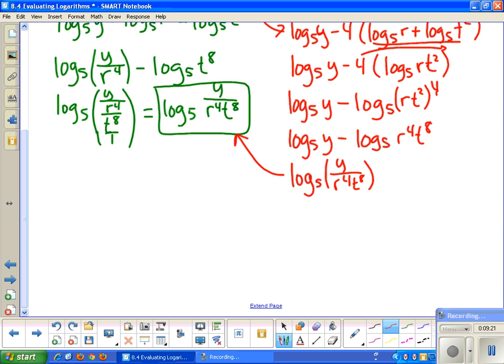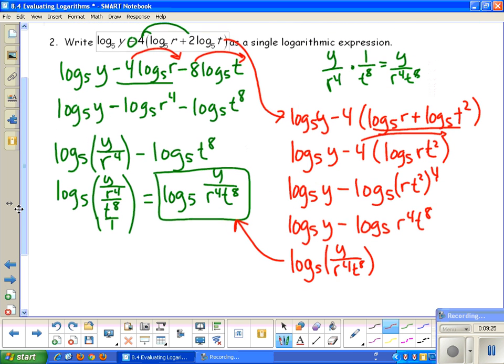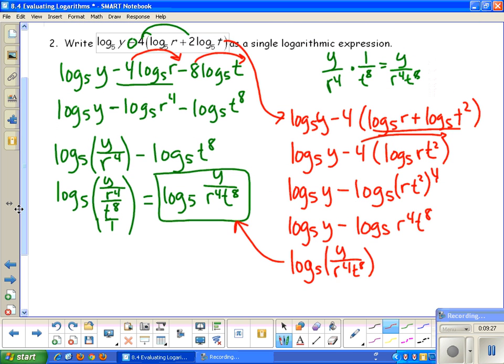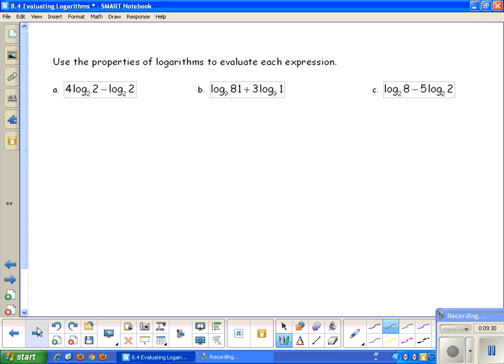And notice that I end up with the same answer as I did over there, just another way of doing the same problem. So you can choose whatever method you like. The next part to this is that we're going to use the properties of logarithms to evaluate each expression. Now the key is we're not expanding and we're not simplifying, we're evaluating, which means we're trying to figure out what it's equal to.